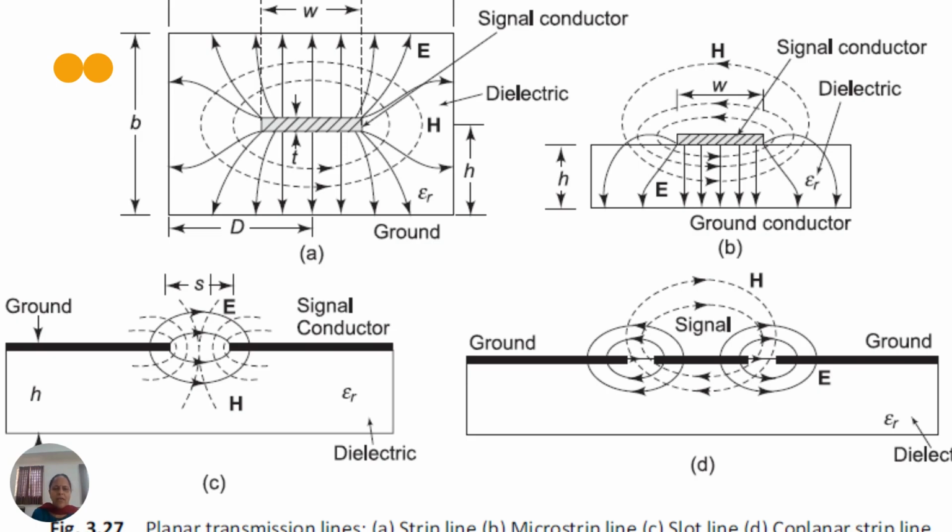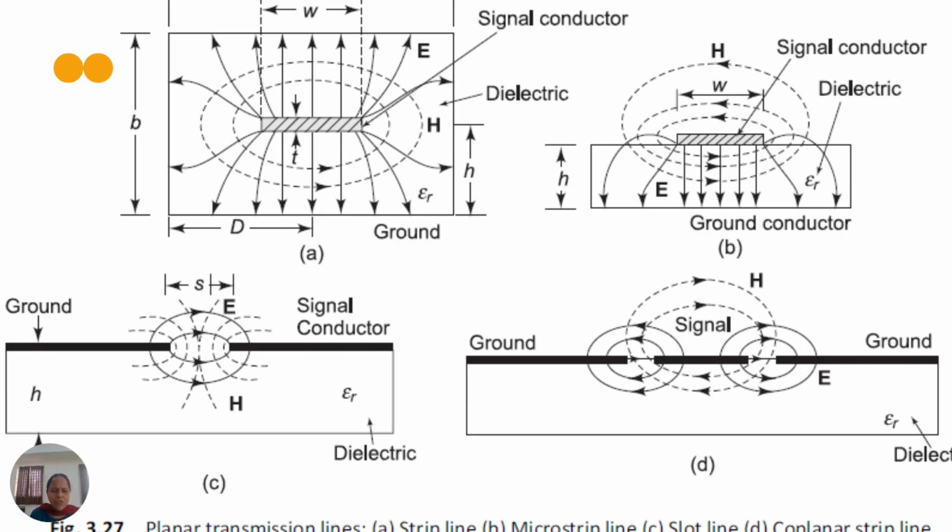In the microstrip line, you have a ground conductor at the base, then a dielectric substrate, and then a conductor patch. The patch and ground plane are both made of conductors, and you have one dielectric substrate whose dielectric constant is mentioned as epsilon r.